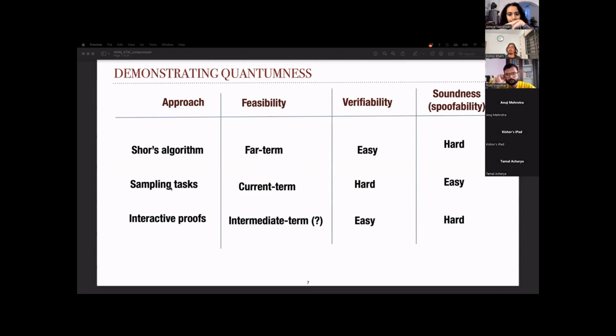And we have sampling tasks, which are easy to implement with the current devices. That's why these three different sampling-based experiments have been performed, like the Google experiment, one from the Jiuzhang group, and one from Xanadu. But it's hard to verify, first of all, as you scale. And then in the presence of noise, we do not have a strong complexity-theoretic argument to ensure that they are hard to spoof. So that is the issue.